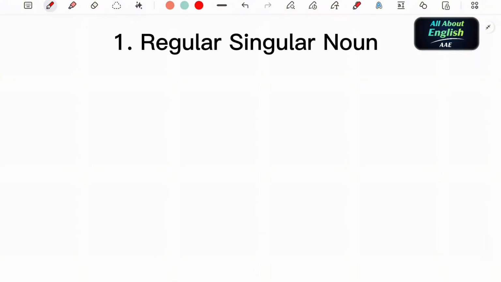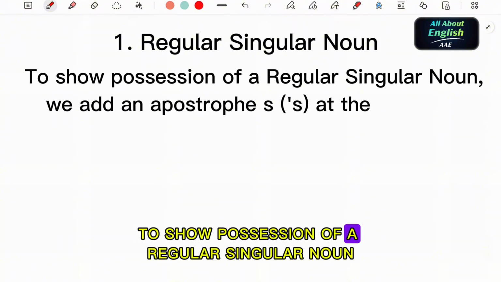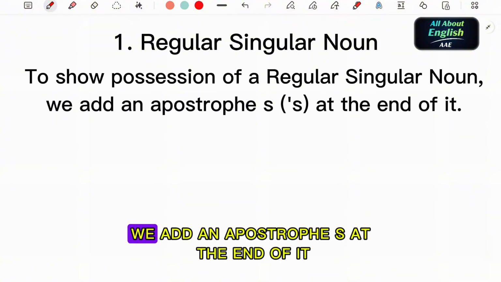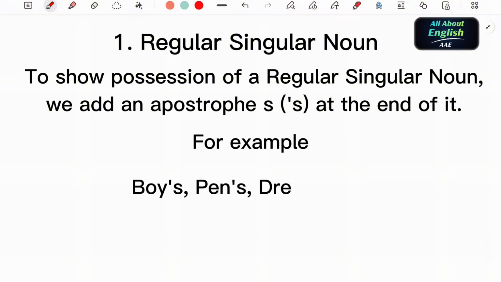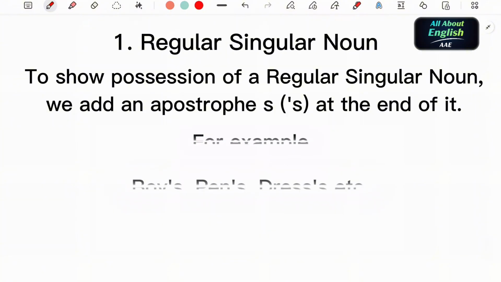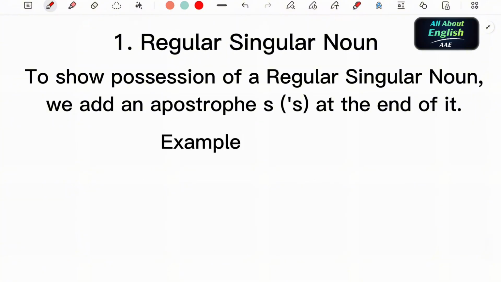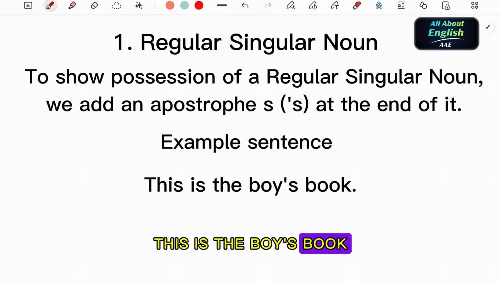Number 1. Regular singular noun. To show possession of a regular singular noun, we add an apostrophe s at the end of it. For example, boy's, pen's, dress's, etc. Example sentence: This is the boy's book.